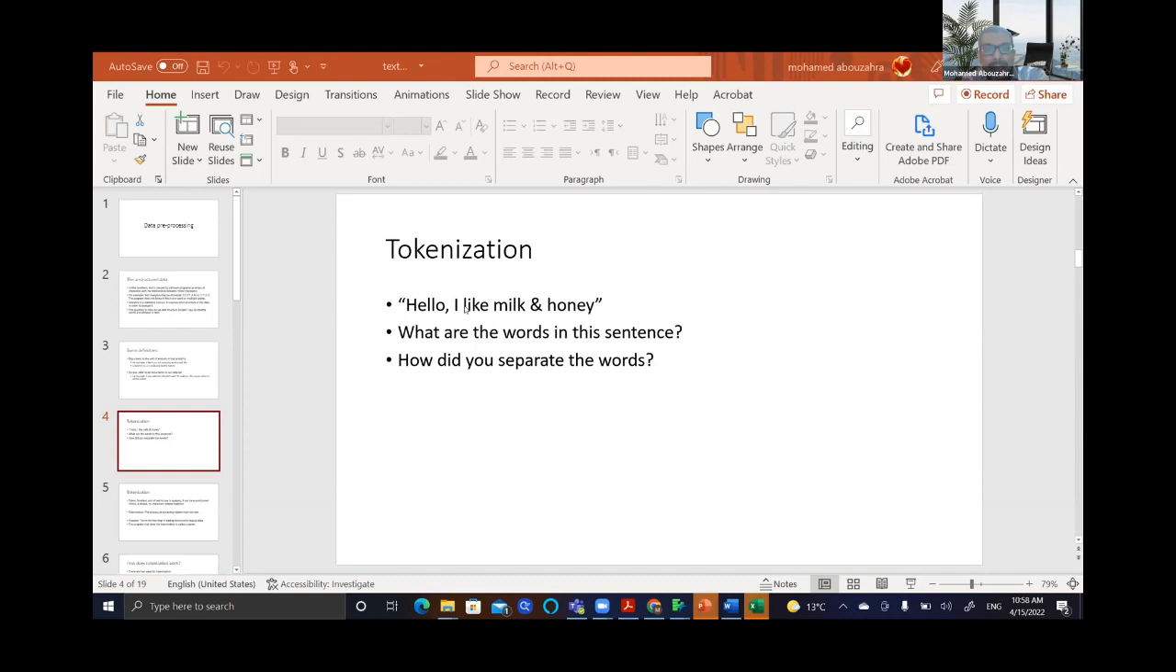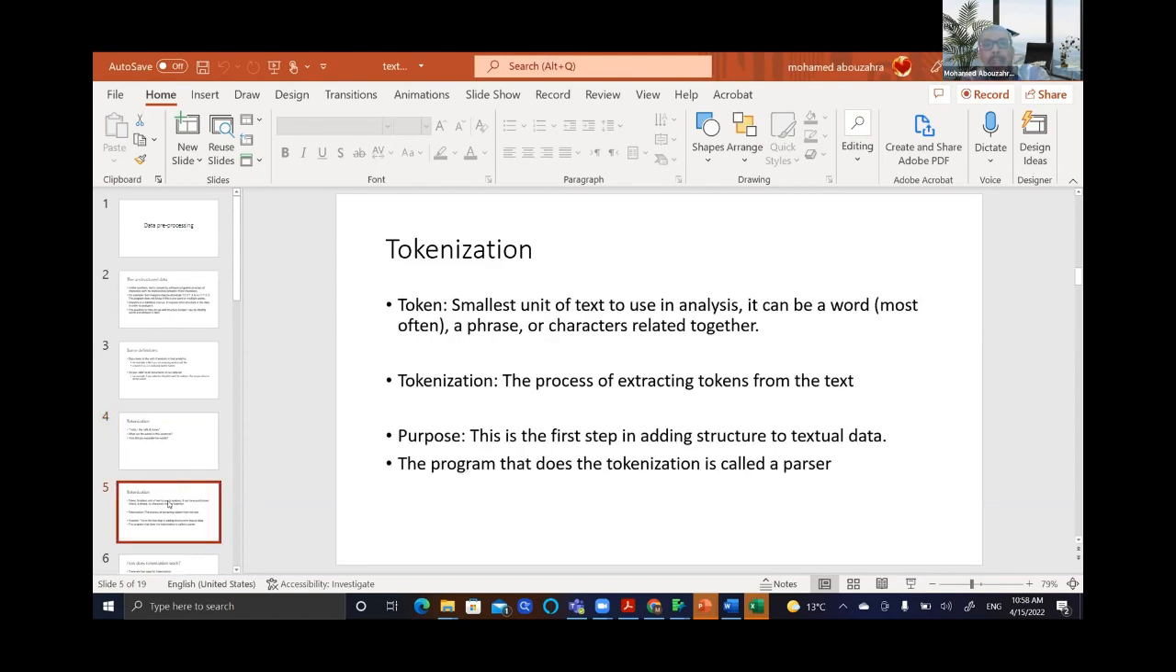In computer science language, it's called a token. So tokenization is the process of cutting our text characters into tokens, or you can call them words. In most cases it's words, so when I use token or word, it's the same thing. Tokenization is the process of dividing the characters being read into the software into words, tokens, phrases, or whatever you want to call them.